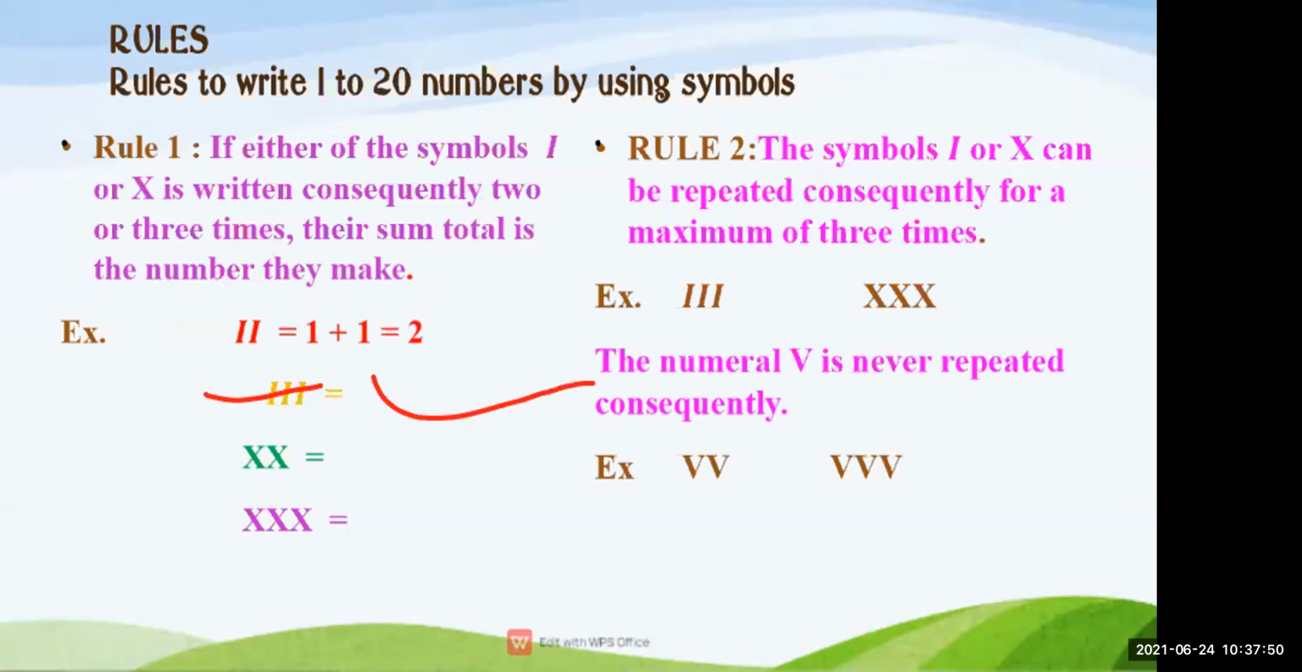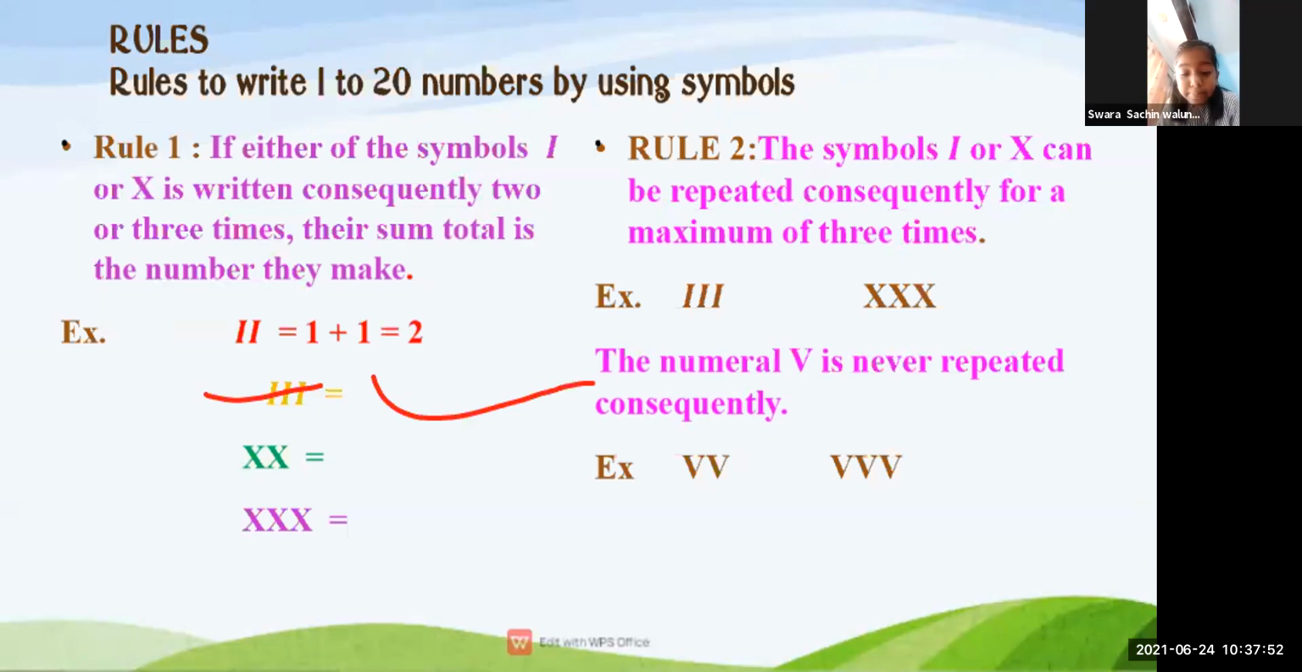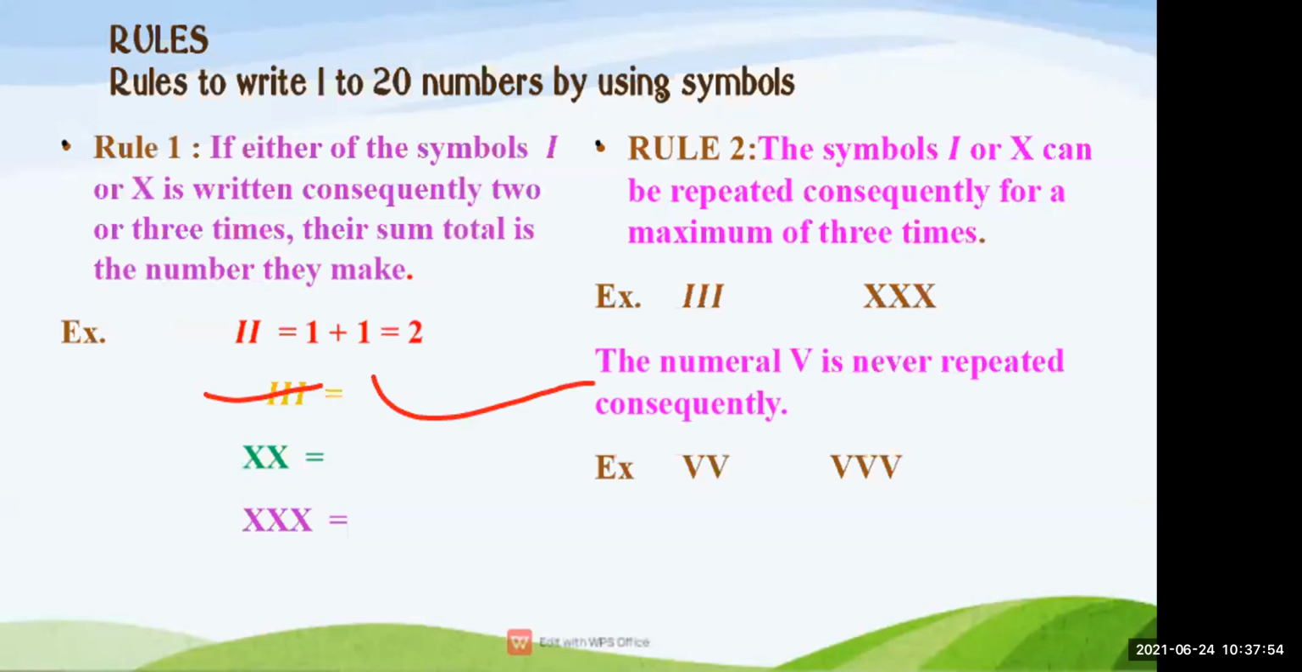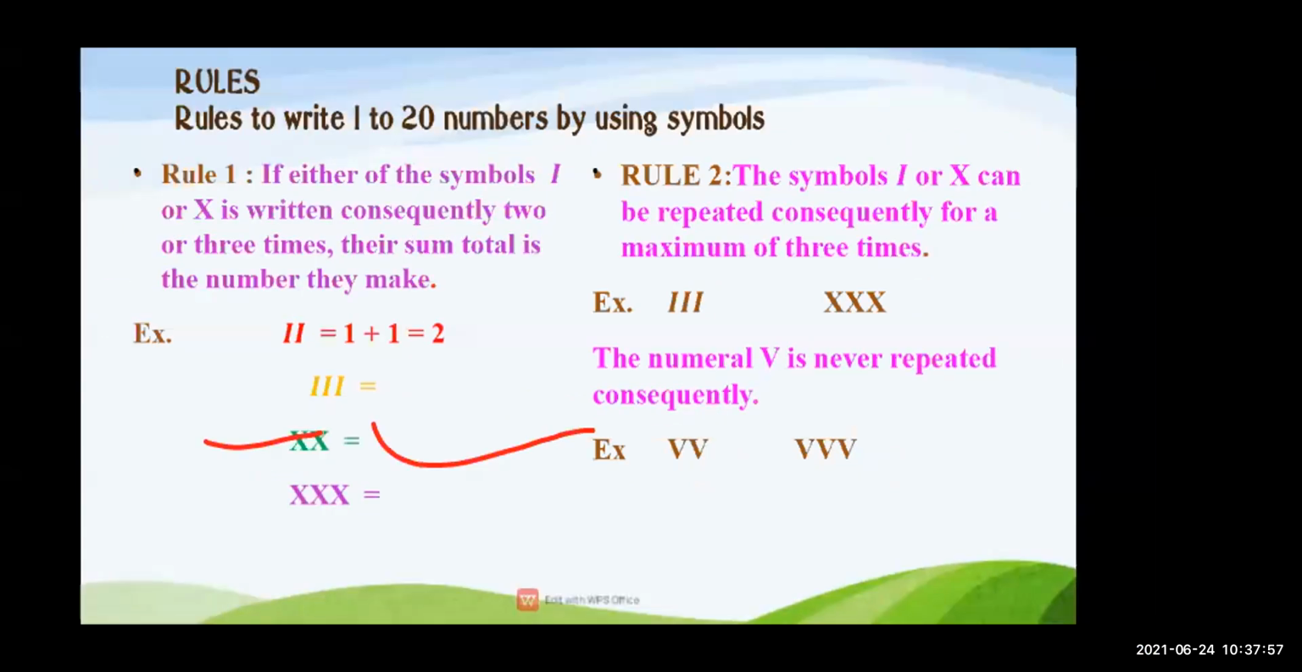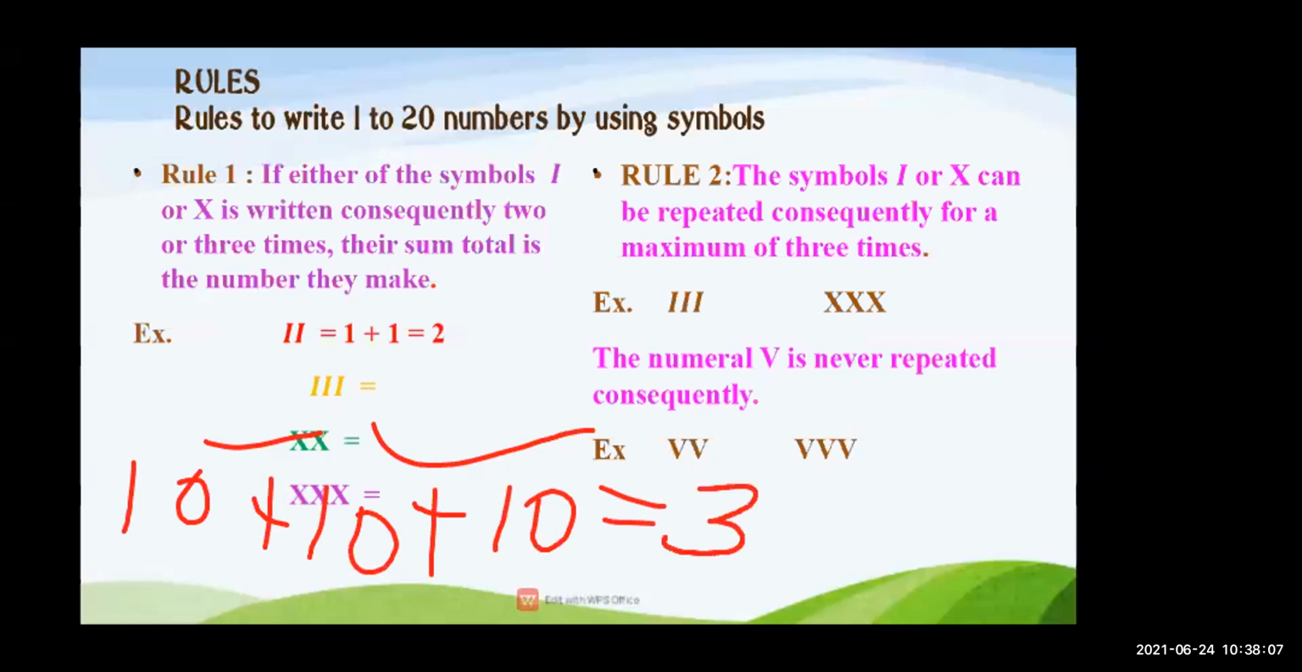Okay. Now mute yourself, beta. Thank you, ma'am. Okay. Now I think you have understood that X means 10. So how are you going to add? 10 plus 10 plus 10. It is what? It is 30. Okay.